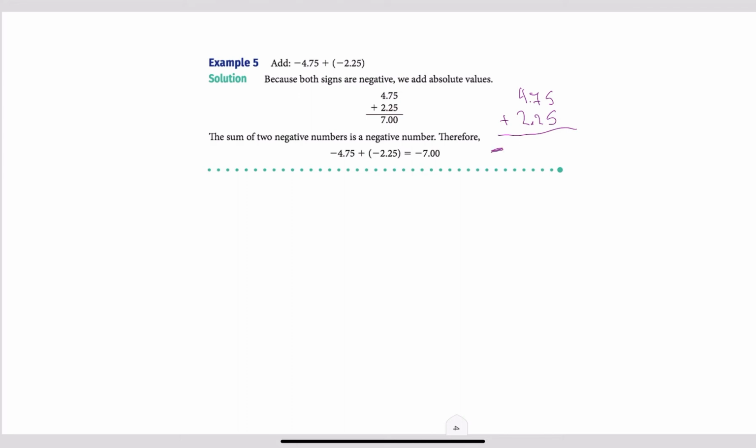So 5 and 5 is 10, carry the 1. 1 and 7 is 8, and 2 is 10, carry the 1. And 1 and 4 makes 5, and 2 is 7. And I have to make sure to bring my decimal point straight down. If I lined it up when I did my addition and subtraction, then I can bring it straight down. And so negative 7 would be my answer.